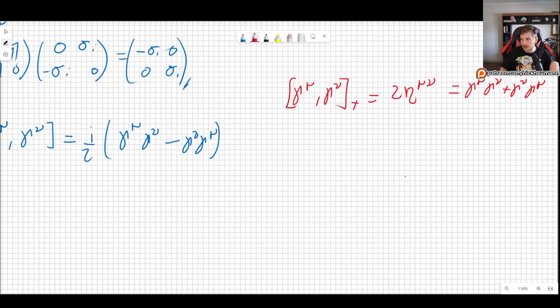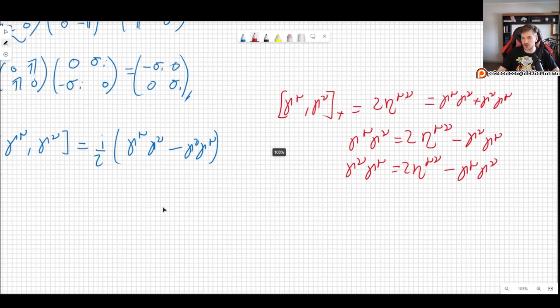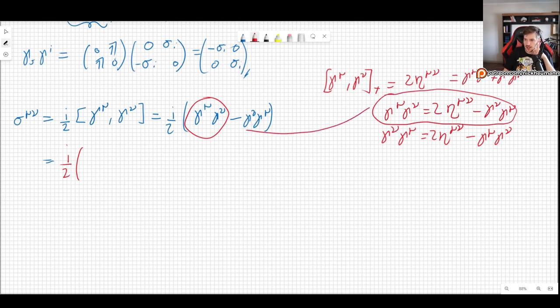So now, from here we can see that gamma mu gamma nu is equal to 2 times the metric, the mu nu-th element of the metric, minus gamma nu gamma mu. And of course we can also find that gamma nu gamma mu is going to be 2 times eta mu nu minus gamma mu gamma nu. Okay, so now we can use this to rewrite this. So we have i over 2. Now let's replace gamma mu gamma nu. So gamma mu gamma nu is this thing right there. So just plug it in.